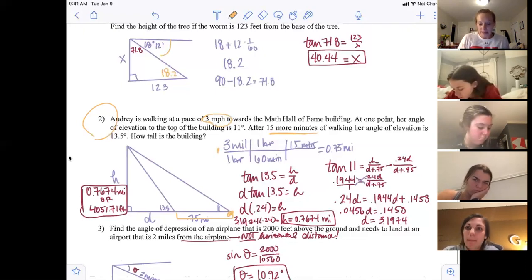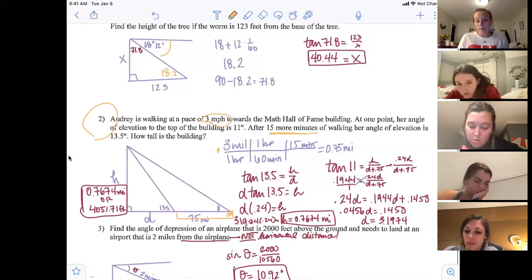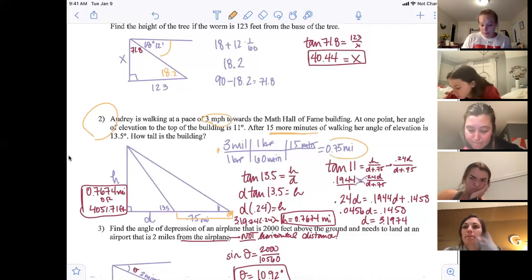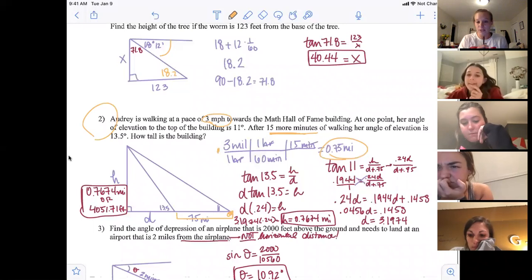Now I've had students in the past who don't necessarily need to do a conversion. They say, well, 3 miles an hour means in 1 hour she should walk 3 miles, and we're doing a quarter of that. A quarter of 3 is 3/4, so that's how we got 0.75 miles. I can't think like that, so I had to do conversions.